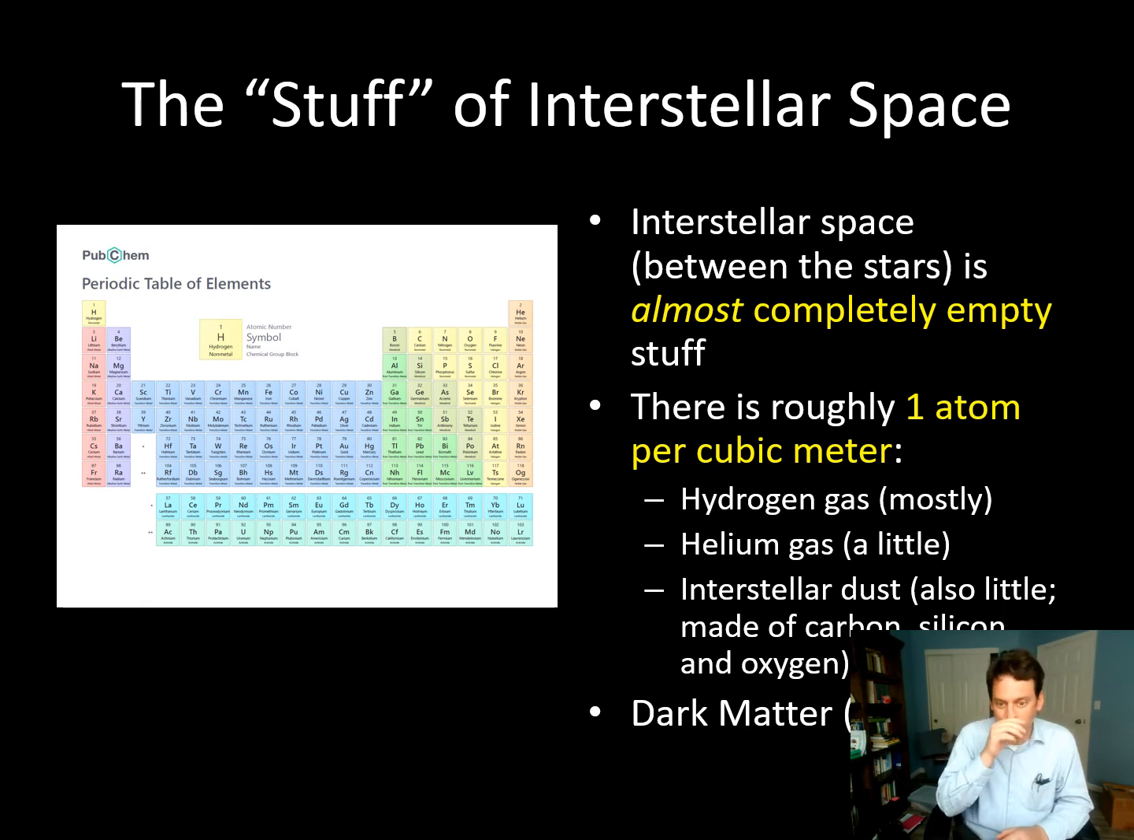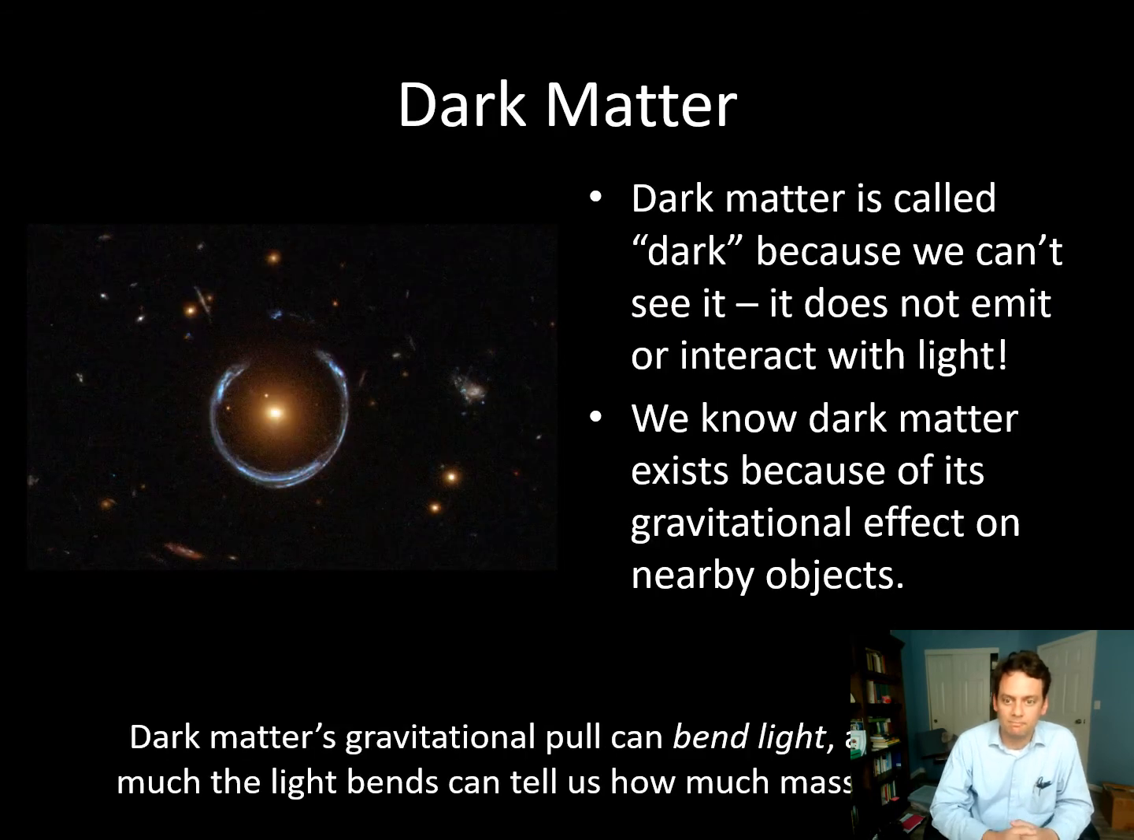And so, as I said, we'll talk more in detail about that, but this is the stuff of interstellar space. It's mostly empty. We have a few kinds of atoms that we know about, and then there seems to be this dark matter that we understand very little about, but I'll say more about going forward. So again, just in terms of classification, we call this dark matter dark because we can't see it. It doesn't emit and it doesn't interact with light. But we know, or we think we know, that it's there based upon gravitational effects.